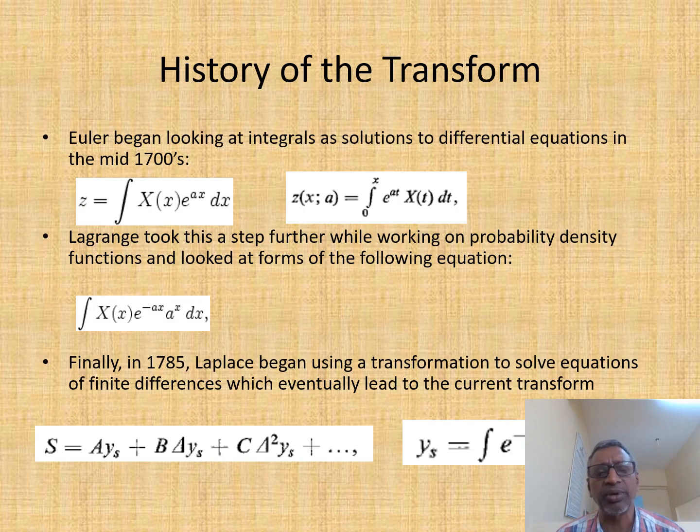Regarding the history of the transform, earlier, Euler began looking at integrals like z equals integral of x to the power x e to the power x dx as solutions to differential equations in the mid 1700s. Afterwards, Lagrange took the step further by working on probability density functions and looked at forms like x of x e to the power minus x e to the power x dx. And finally, in 1785, Laplace began using a transformation to solve equations of finite differences, which eventually led to the current transform with s and Y of s and so on.